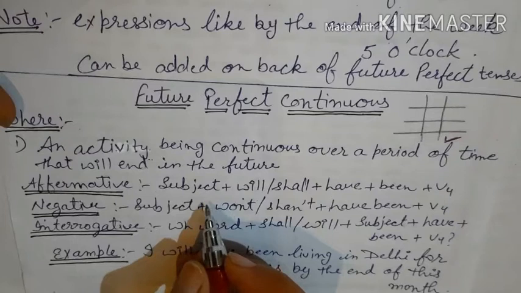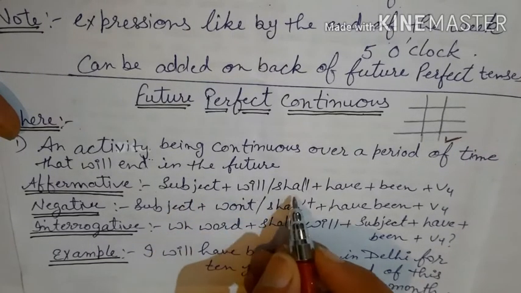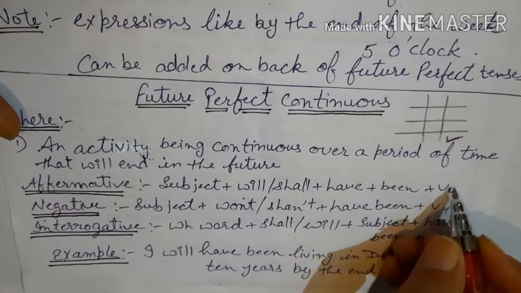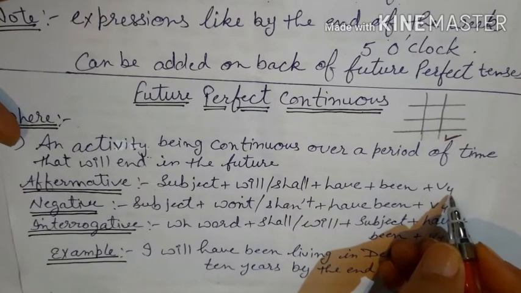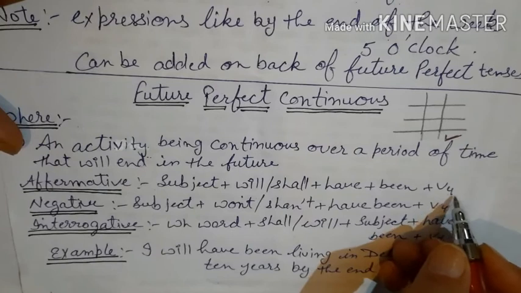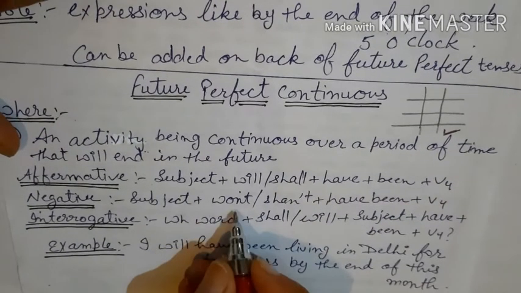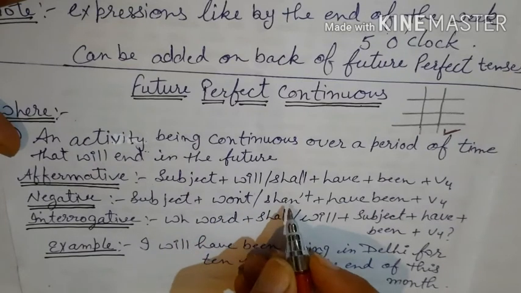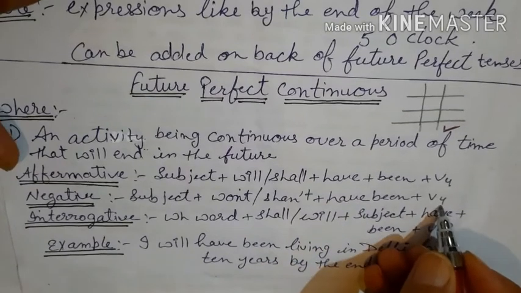What is the rule? For affirmative sentences: subject plus will/shall plus have plus been plus V4. Now I've written V4 over here. V4 means the ing form of your verb, so the ing form can also be written as V4. If we have to change this into negative, we just add not after your subject: have been plus your V4.